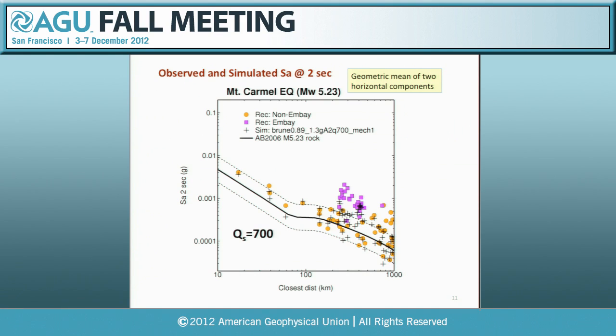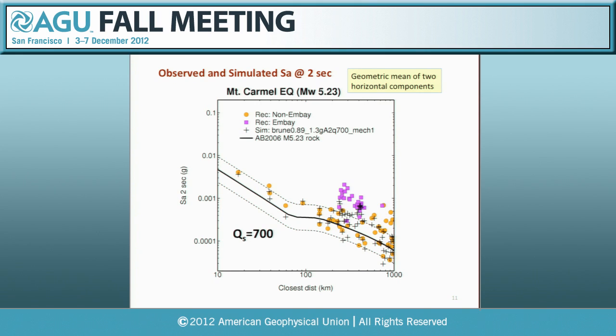Okay, so now here's a plot looking at the attenuation of ground motion with distance. We're looking at the ground motion parameter spectral acceleration at 2 seconds. This is the geometric mean of the two horizontal components, plotted as a function of closest distance. The gold symbols are recorded non-embayment, so those correspond to all those green circles I showed on the earlier sites. The magenta squares are the embayment sites, and you can see those are very clearly elevated in amplitude out here.